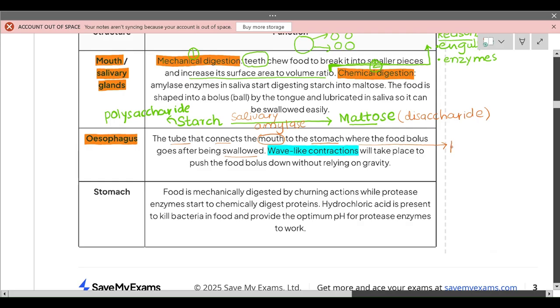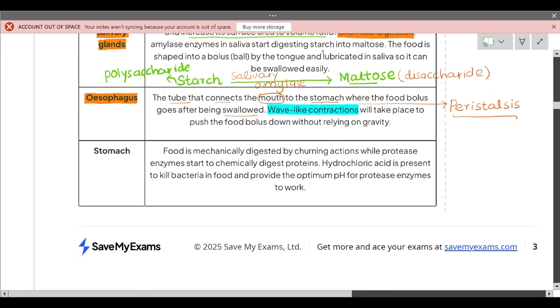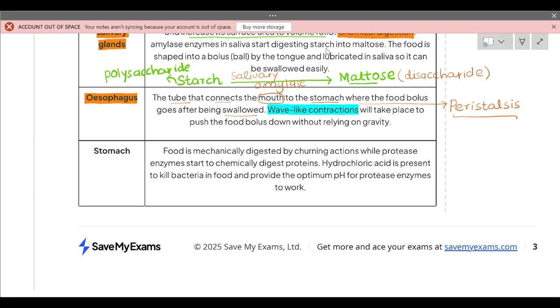Yes, it's called peristalsis. So they can ask you the function of peristalsis, then you can explain that it is a wave-like contraction of the muscular tube to make sure the food is passed from mouth to stomach. And let's talk about once it has reached the stomach. So let's talk about the stomach now.